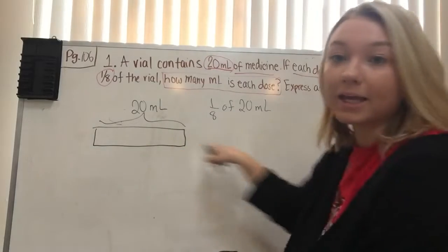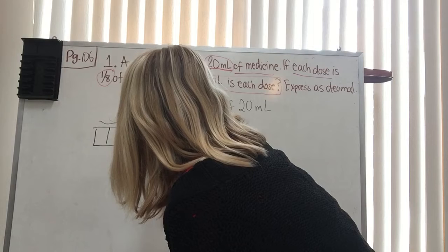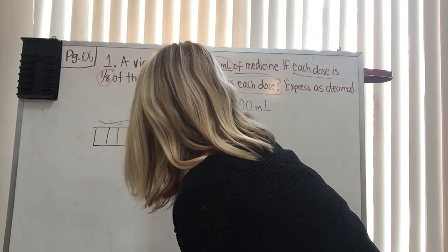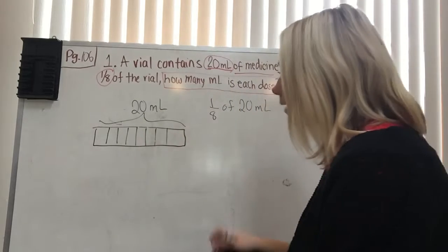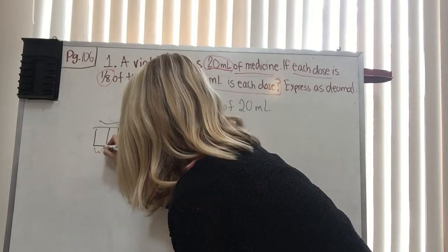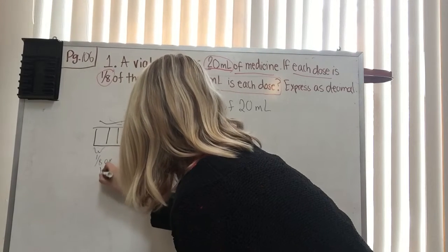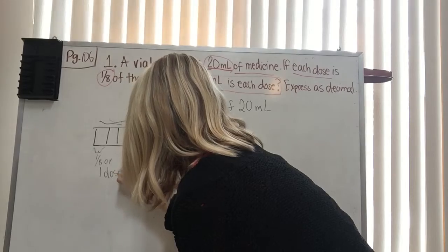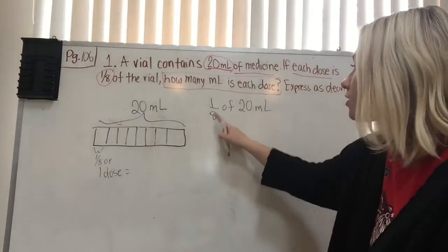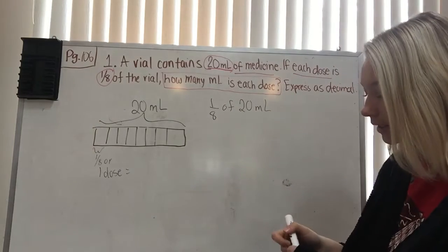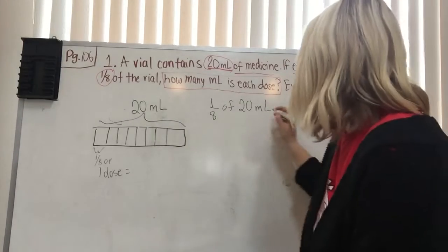Now I'm going to draw my tape diagram. And I'm going to make it 8 parts because 1/8 of it is 1, 2, 3, 4, 5, 6, 7, 8. Yep. That means that one of these is 1/8 or 1 dose. And we don't know how much that equals yet. So we still need to find out how much is 1/8 of 20 milliliters. And we can find that by doing some math.